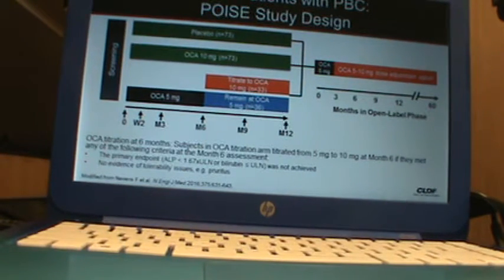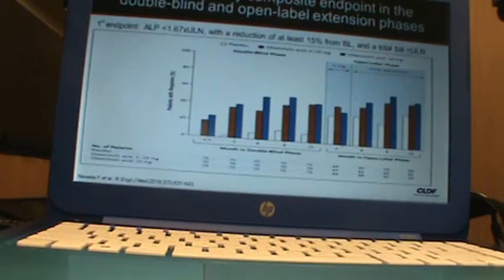The effectiveness of this medicine was demonstrated in a landmark study called the POISE study. The POISE study design basically consisted of treating the patients with either placebo, 10 milligrams, 5 milligrams, or titrating them up from 5 milligrams to 10 milligrams. You can see from this bar graph here, in which obeticholic acid 10 milligrams is represented by the blue, and obeticholic acid 5 to 10 by the other color, whatever you want to call it. And the clear bar is the placebo study.